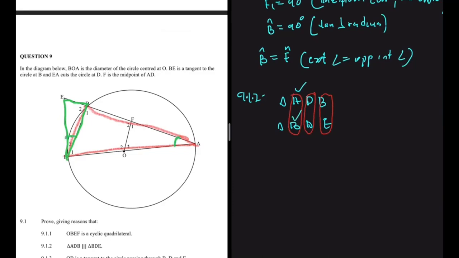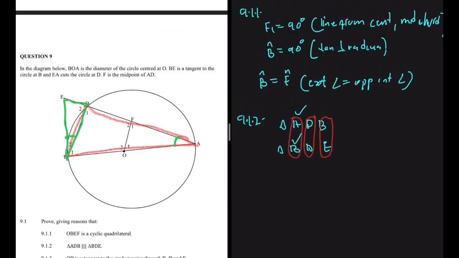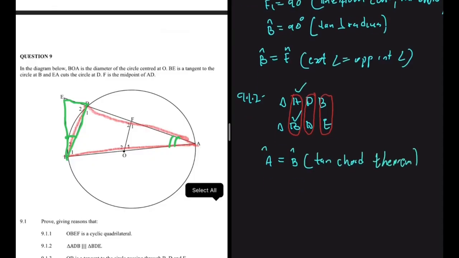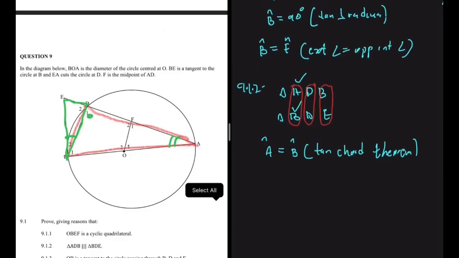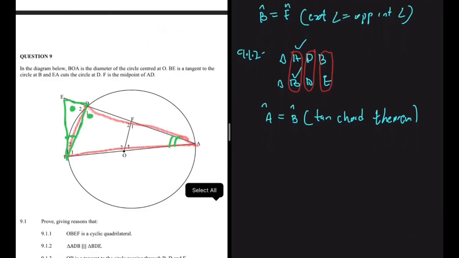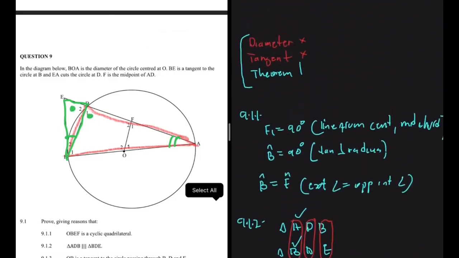So let's go to our keywords and see which keyword we can use. You can already see that we're going to use the tangent, because EB is a tangent and BD subtends angle A. So already here we can say that angle A is equal to angle B. And then why are we saying that? This is because of the tan chord theorem. And now we can go ahead and see that angle D in triangle ADB is equal to angle D in triangle BDE. So we're saying that this angle here should be equal to this angle here. Which keyword are we going to use? We have diameter, tangent, and theorem 1.